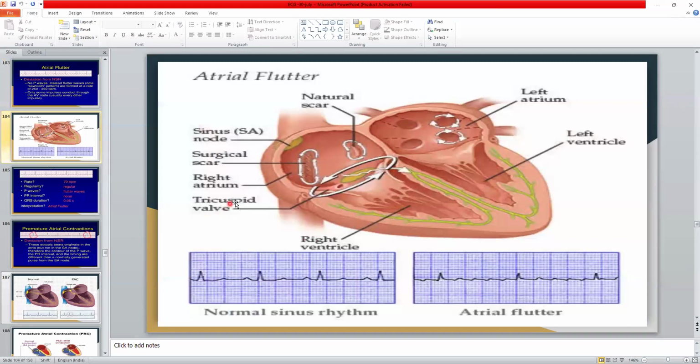As I told you, here you can see multiple re-entrant circuits. See, this is the re-entrant. From here, it is entering here. From here, again, it is entering back. This is the section of the heart showing you the multiple re-entrant wavelets.